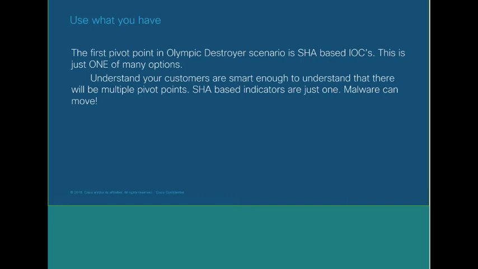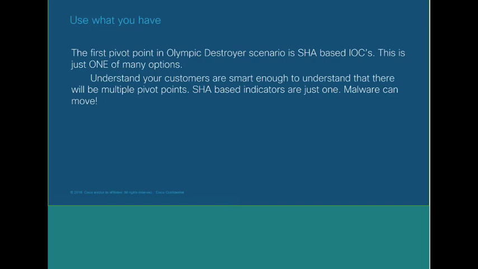The first pivot point to the Olympic Destroyer is the hash-based indicator of compromise. This is just one of many options. I've walked you through the mental map of how the malware operates and shown you the different indicators of different types that can be used to detect different stages. Your customers are going to be able to know that there's more than just the hash involved. Malware can change hashes. Polymorphic malware is not a new thing. That's a reason that there are billions and billions of hashes in the AMP file reputation database. But in this example, we are talking about the hash.